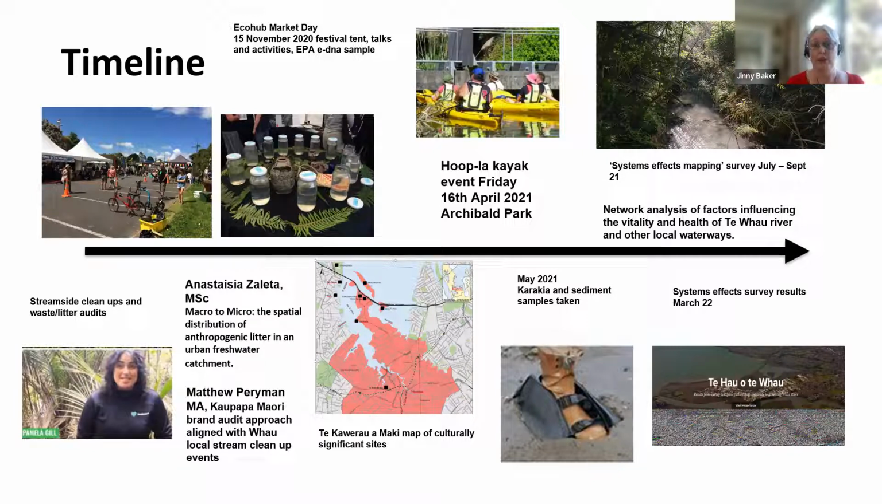And to acknowledge also the work that has been done to date in the systems effects mapping survey and in Robin's work looking at the sites of cultural and historical significance in the area too, which Robin will talk about in a little while also. And then Pam and EcoMatters have been doing a lot of work on the streamside cleanups, and we have a couple of important student projects which are nested into the streamside cleanup work.